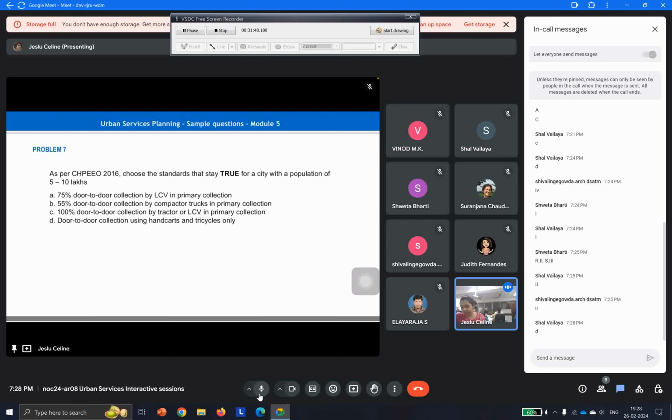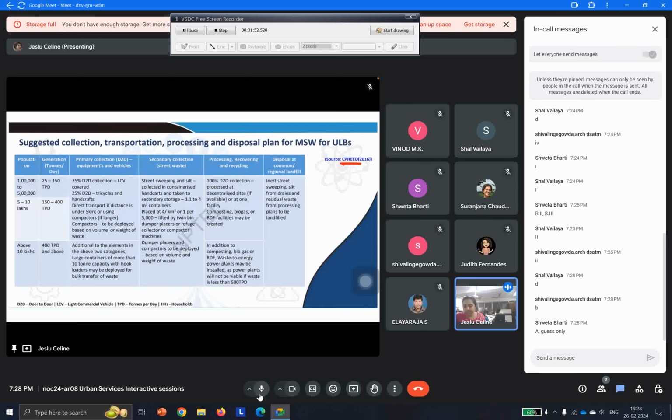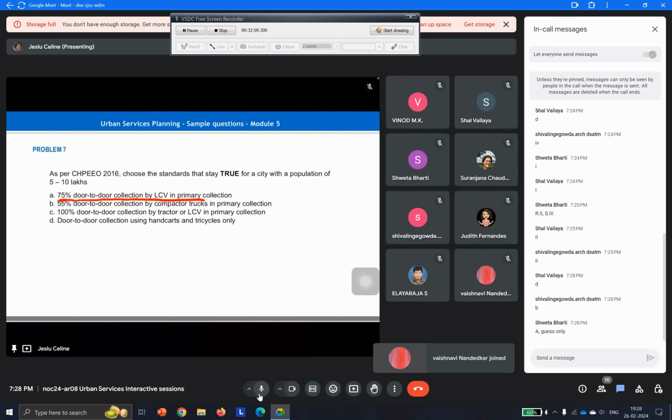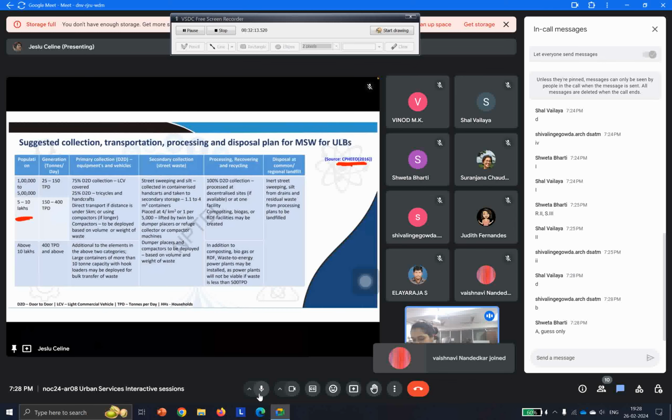Okay, let's visit what we saw over here. There's a correction: it is CPHEEO. In the question, it was written CHP. Okay, somebody says A also. Yes, your guess is correct, A is the right answer. In A, it was 75% door-to-door collection by light commercial vehicle in primary collection. So for 5 to 10 lakhs, it is 75% door-to-door collection with light commercial vehicle for primary collection.